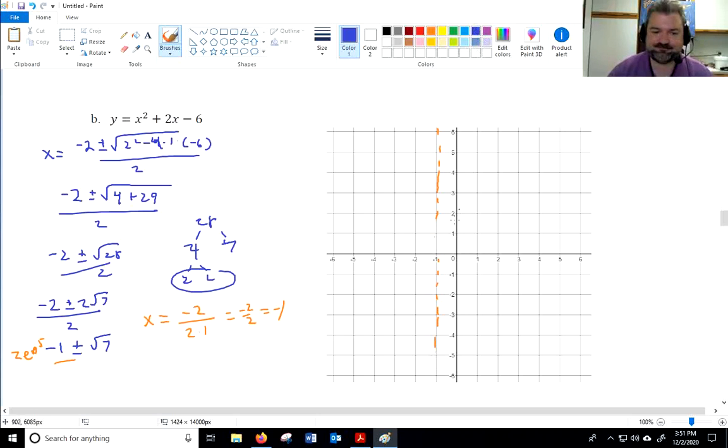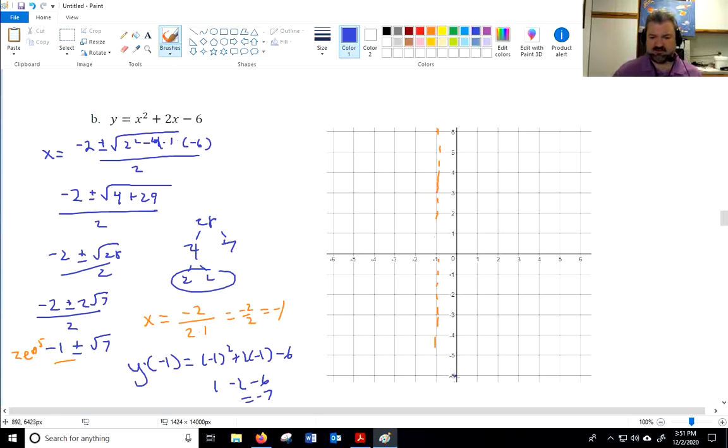Let's plot some points. Oh, but we haven't got the vertex yet. We got the x-coordinate. What's y of negative 1? Well, it would be negative 1 squared plus 2 times negative 1 minus 6. So that's 1 minus 2 minus 6, negative 7. Oh, no. It doesn't quite fit, does it?